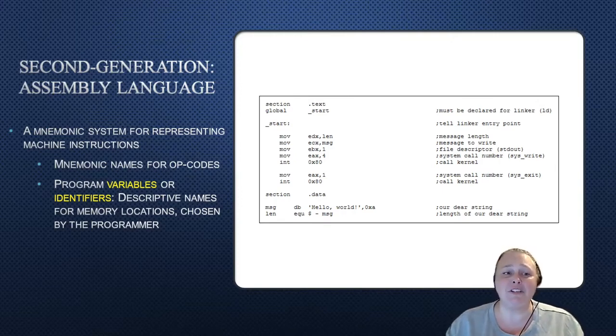It is just a word-for-word representation of what the machine language needs, a straight translation of that binary. Now, the opcodes are no longer in hex. Now they have short names, like you can see here in this example: move, length, and start. Assembly was the first to use variables, or identifiers. These are descriptive names for specific memory locations.